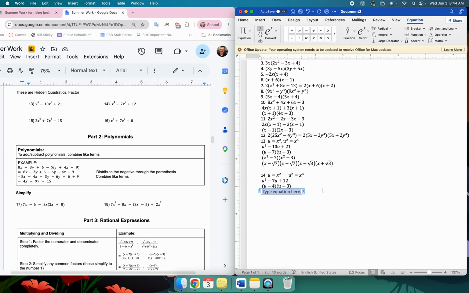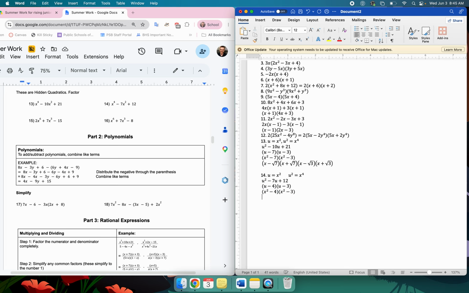But then I have to remember I don't care about u, the letter u. I care about x, so I should switch back. So I get x squared minus 4, and then x squared minus 3. The first factor definitely can be factored. It's a difference of 2 squares. That's x minus 2 times x plus 2.